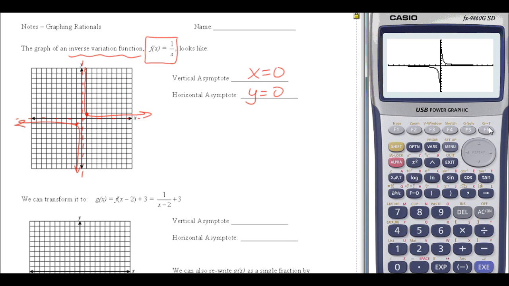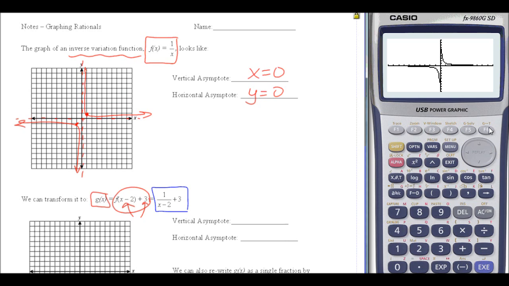Then we went back to what we did next, which is we transformed it. Here's an example of g of x. We're going to take our parent function and put a minus 2 on the inside and a plus 3 on the outside, and that's going to give me a new function.